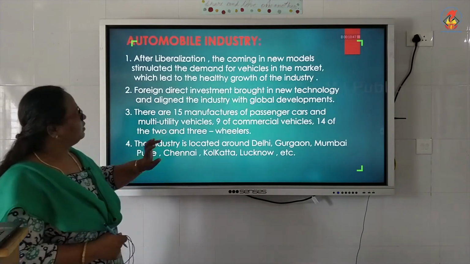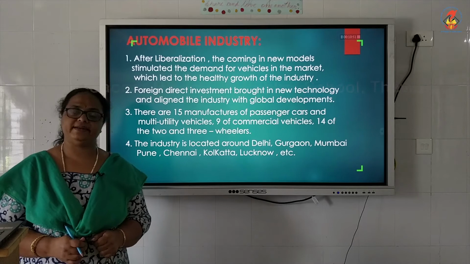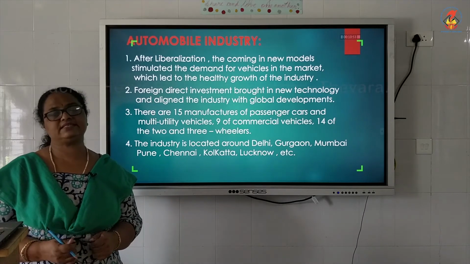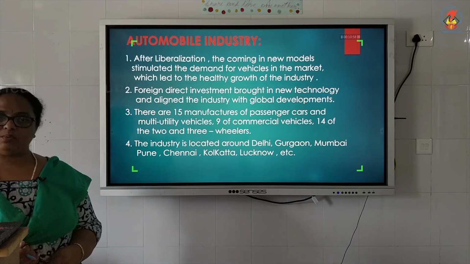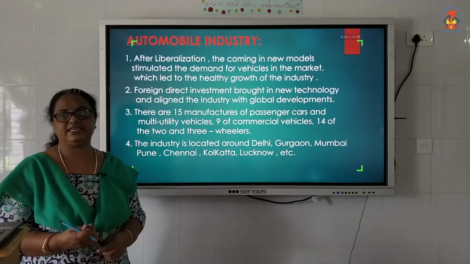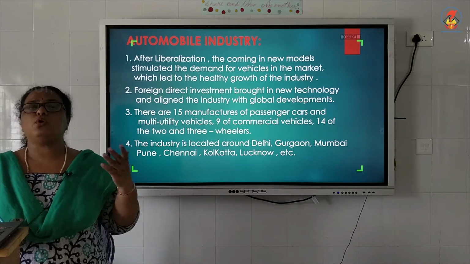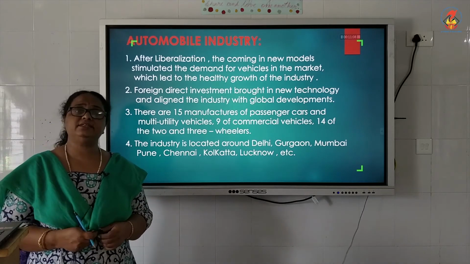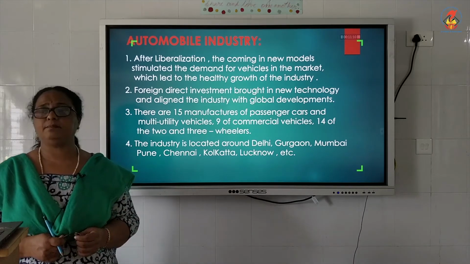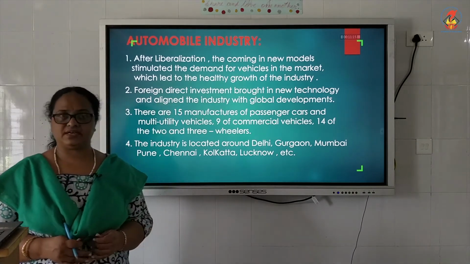Now, let us go to the next industry, the automobile industry. We are quite aware that after liberalization, the coming in of a lot of new models has stimulated the demand for vehicles in the market, which led to the healthy growth of the industry.